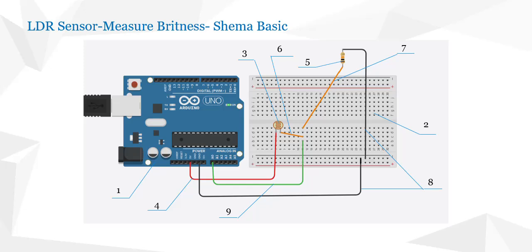In this picture you can see the wiring diagram created in Tinkercad. The light sensor is number 3. One leg of the light sensor is connected with 5 volts on the Arduino. You can see the red wire. The other leg of the light sensor will be connected to analog pin A0. You can see the green wire number 9.